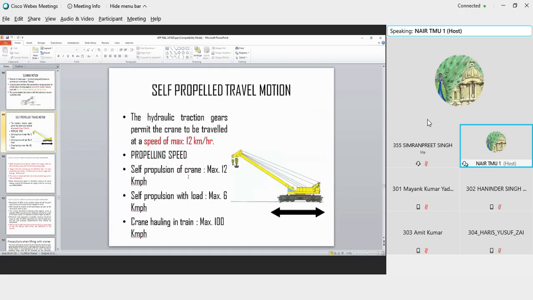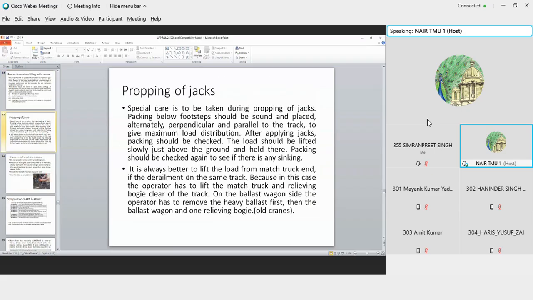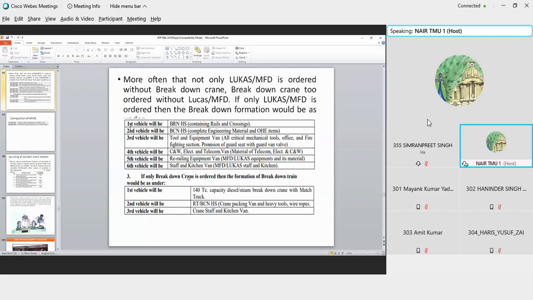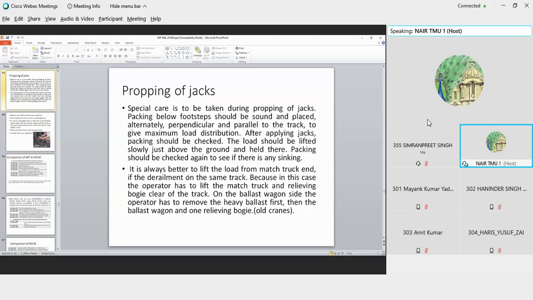Because if the crane is not propped properly, a situation may happen where, let us see if I have a photograph. Unfortunately, I don't have a photograph here. A situation may happen that when you are trying to lift the load with the help of the crane, the prop starts sinking. Now, if the prop starts sinking, the crane surface does not become level, and again the crane will start toppling in one direction. So there have been instances where a 140-ton crane has capsized, and 140-ton cranes have derailed also.